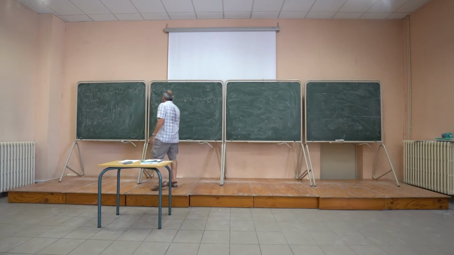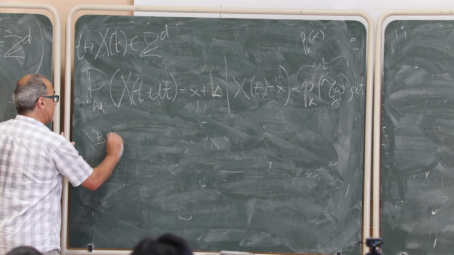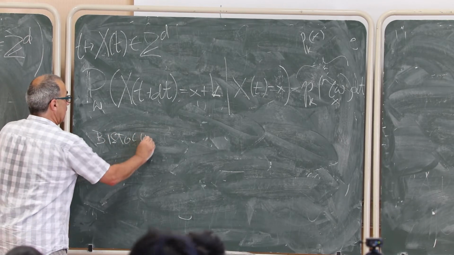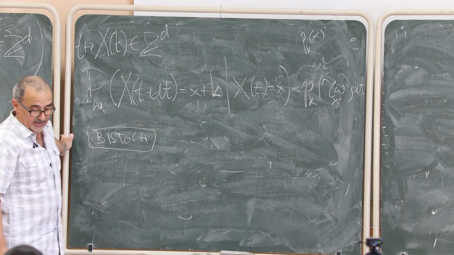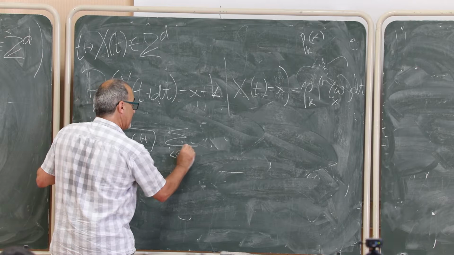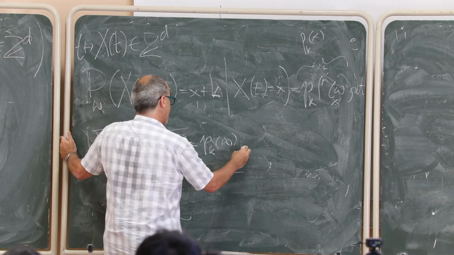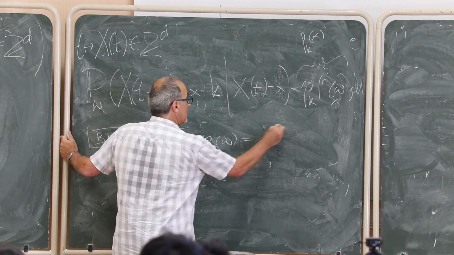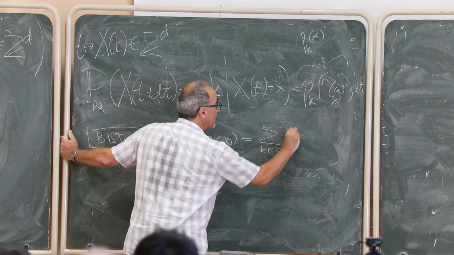Right? Now my assumption is: assume bistochasticity. Bistochasticity is the following. The sum of the rates going out is equal to the sum of the rates coming in.